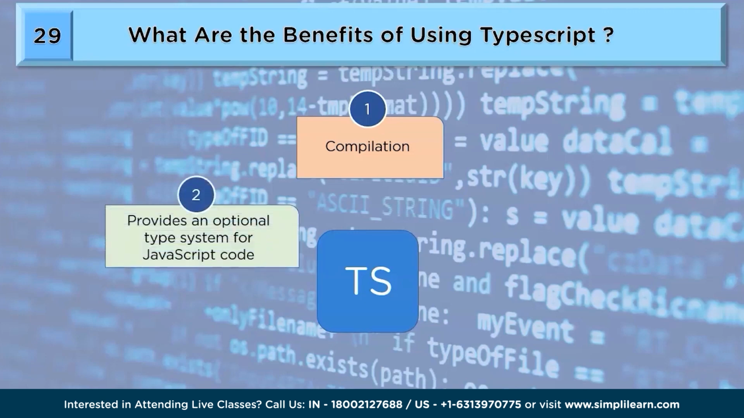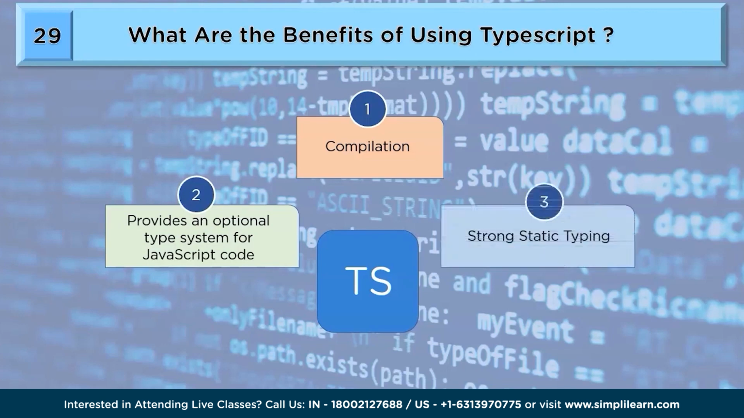The next benefit is it provides an optional type system for JavaScript code. When a client doesn't have a value for a parameter, he can pass null. Optional arguments are a feature of TypeScript. You can declare some optional arguments in the function by utilizing optional parameter features, so that the client does not need to supply a value to optional parameters.